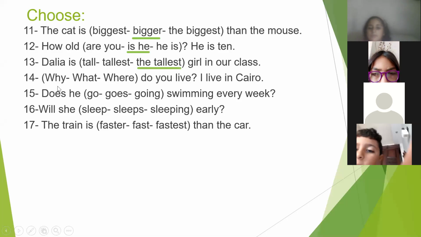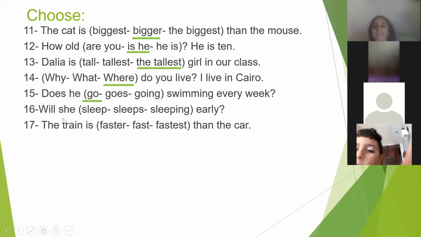Okay. Number 14. Where do you live? I live in Cairo. Where do you live? Excellent. Number 15. Does he go swimming every week? Yes, because after does I put verb stem.